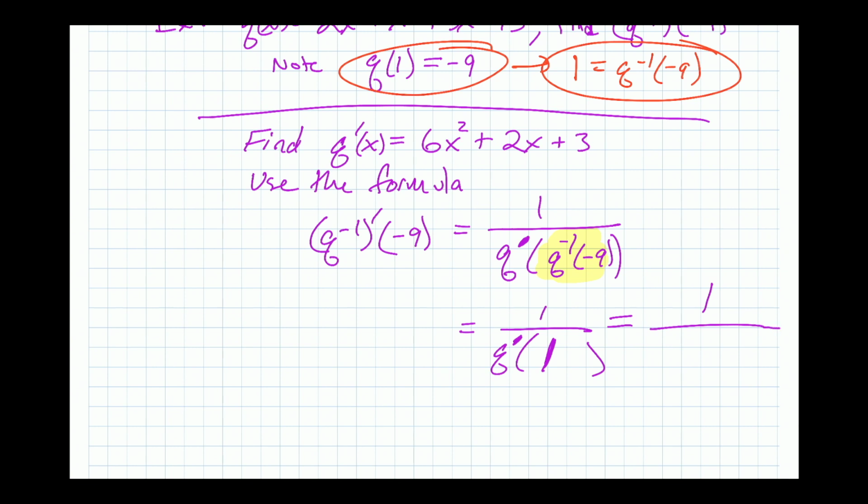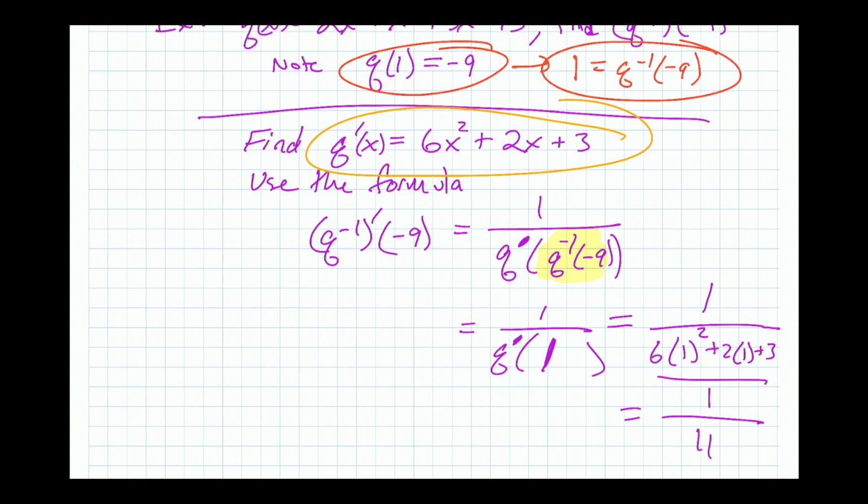Now, how are you going to evaluate Q prime of 1? Well, you got Q prime right there. All you got to do is plug in 1. So you're going to get 6 times 1 squared plus 2 times 1 plus 3. So 1 over, what is that? 6 and 2 and 3. Is that 11? That's 11. So 1 over 11. Type it in. Like magic.